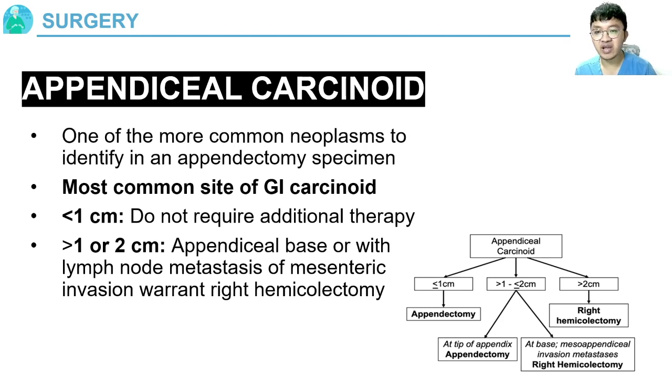However, if it's on the base, what happens is that you have a higher risk for it extending or metastasizing. So you offer the patient, after an appendectomy, histopath results came to you at the base, more than 1 cm, you offer the patient a completion right hemicolectomy.